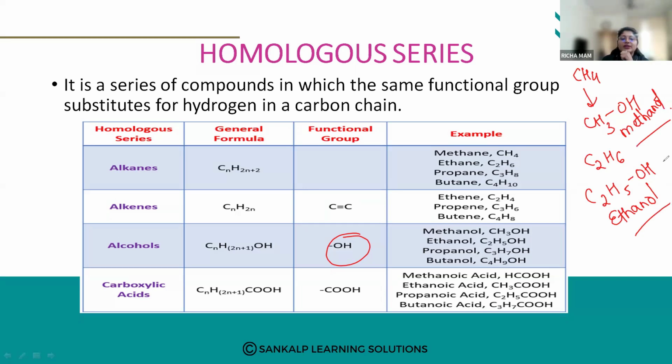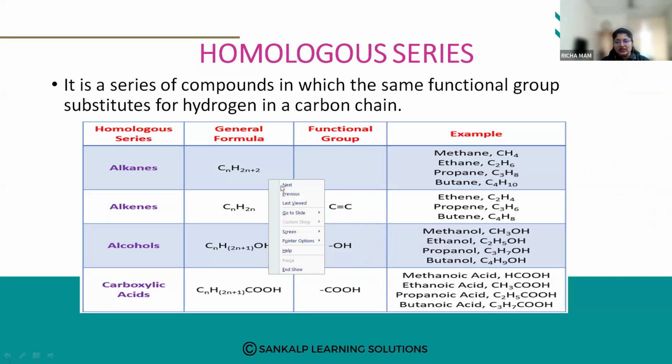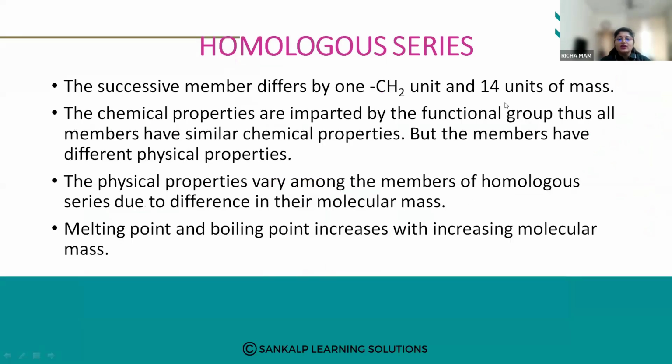So what is happening here? In each case, one of the hydrogens has been replaced by the OH group. So, a homologous series is a series of compounds in which the same functional group substitutes for the hydrogen in the carbon chain. The chemical properties are based on the functional group, so all the members will have similar chemical properties.